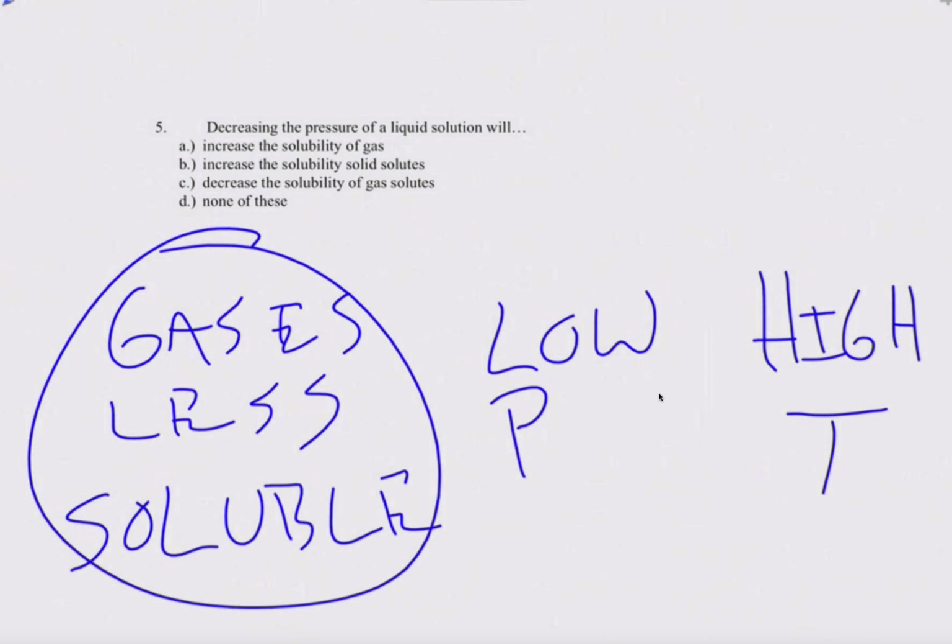Again, if you think of the example of the soda, low pressure, when you open the can, it releases the pressure, and that's when the bubbles can come out. Also, if the soda is warm as opposed to cold, it goes flat, loses its bubbles, loses the gas much more quickly, because gases are less soluble when you raise the temperature. So the question here was, if I lower the pressure, that will decrease the solubility of gas solutes. It would also be decreased if I raise the temperature.